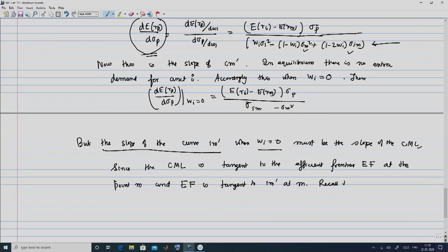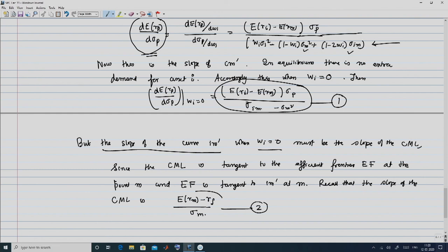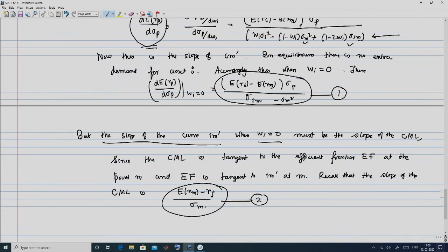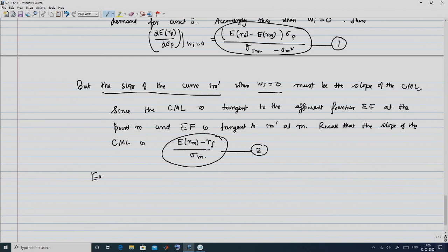Okay, so now that we have made this reconciliation, let us just recall what is the slope of the capital market line. So, recall that the slope of the CML is ERM minus RF over sigma M. I identify this slope at WI equal to 0 as equation 1 and this slope as 2. So this expression I will call 1 and this expression I will call 2. Accordingly, since both the slopes have to be identical, equating 1 and 2, by this I mean the expressions, what will we get?